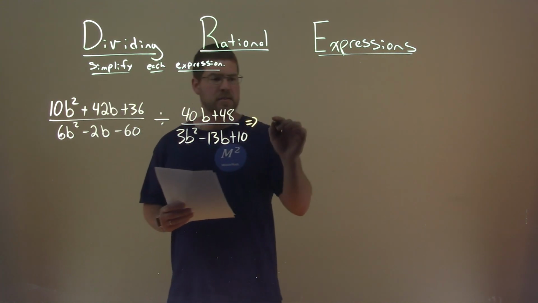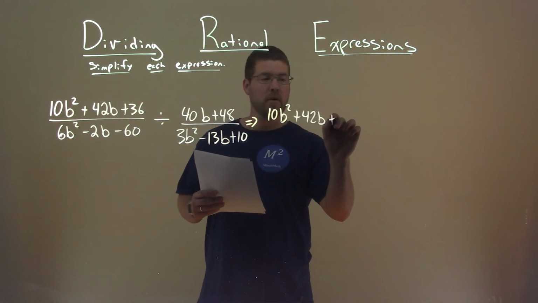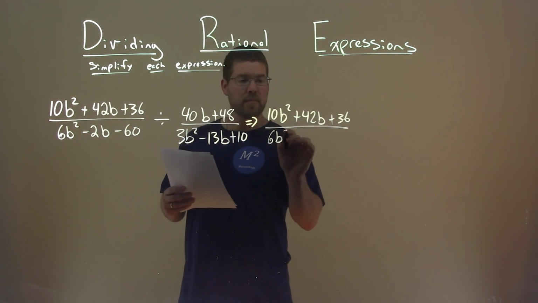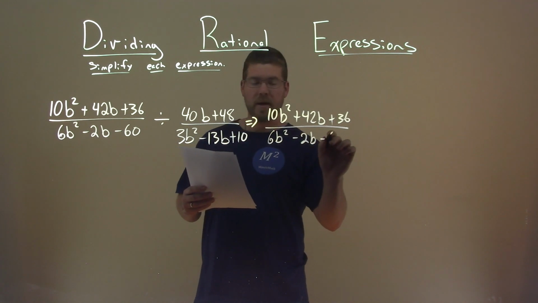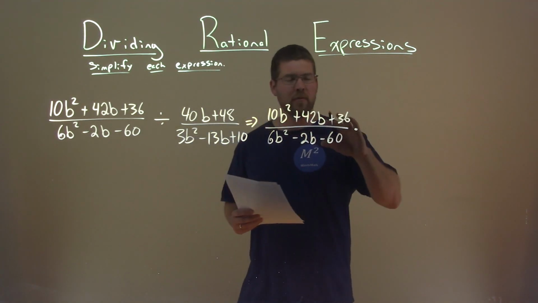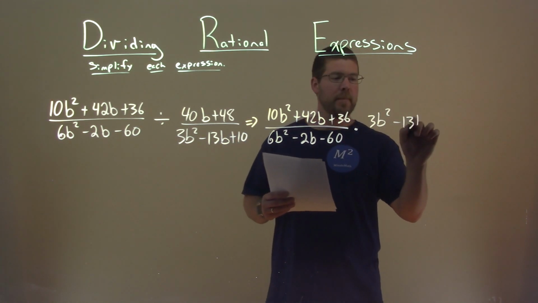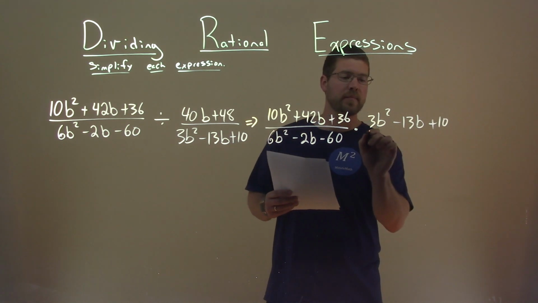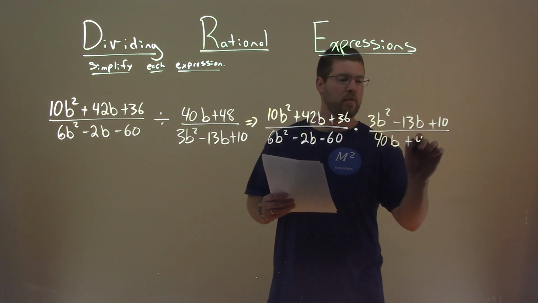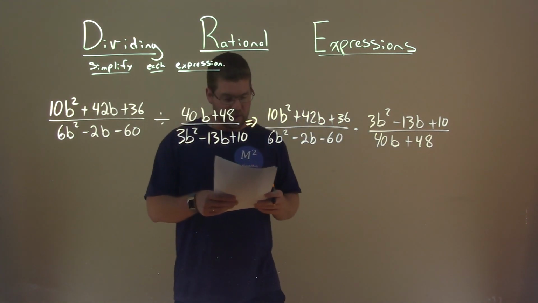So the first fraction stays the same, 10b squared plus 42b plus 36 divided by 6b squared minus 2b minus 60. But the second part is now being multiplied, and we're flipping the fraction around. 3b squared minus 13b plus 10 is in the numerator, and now the denominator is just 40b plus 48. Now I'm going to factor some stuff out.